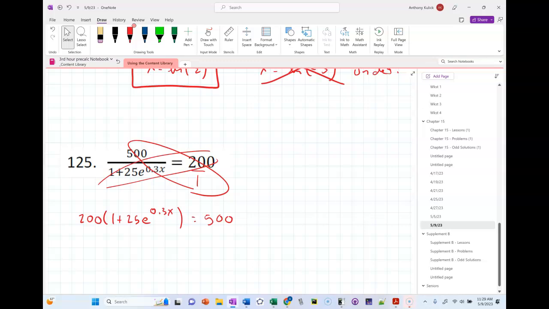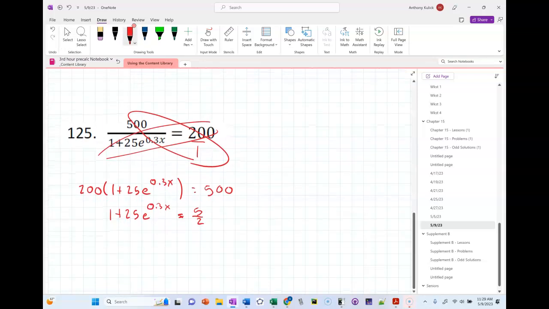To solve this, I'm just going to then divide by the 200. So I'm going to reduce the 500 divided by 200, just make it 5 over 2. And then we'll subtract 1 from both sides. Five over 2 is 2.5. When I subtract 1 from that, I just get 1.5. Just going to raise the fraction 3 over 2.